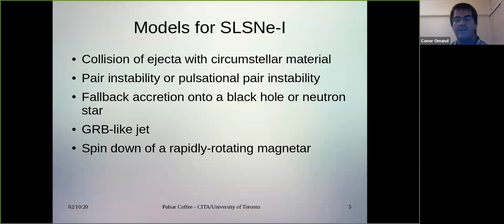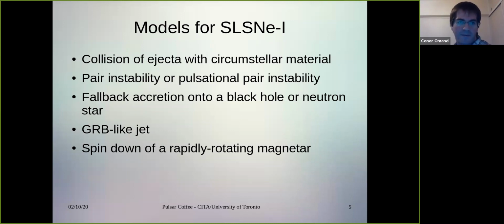So there are a few different models for type 1 superluminous supernovae. The collision of ejecta with circumstellar material. This is a model used for most type 2. And it fits quite well, but the light curves don't fit a lot of type 1 superluminous supernovae, although there's the occasional one where the ejecta interacting with hydrogen-free circumstellar material does fit quite well.